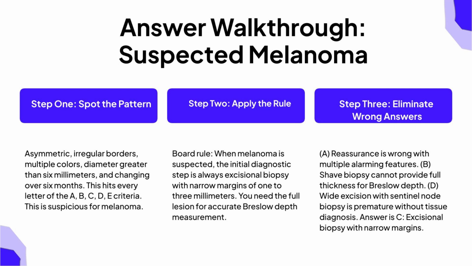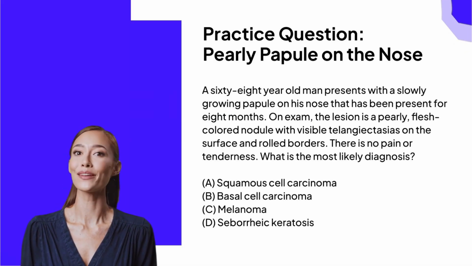The correct answer is C, excisional biopsy with narrow margins. Here is our second practice question. A 68-year-old man presents with a slowly growing papule on his nose that has been present for 8 months.